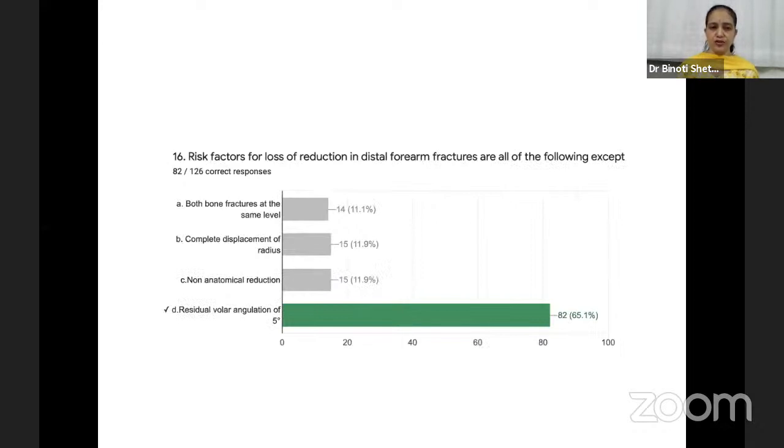Risk factors for loss of reduction in distal forearm fractures are all of the following except: both bone fractures at the same level, complete displacement of radius, non-anatomical reduction, or residual volar angulation of 5 degrees. So all the others are an indication except for residual volar angulation, which remodels well. So D is the correct answer, and 65% have got it right.